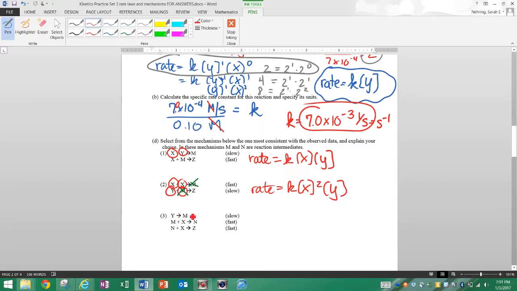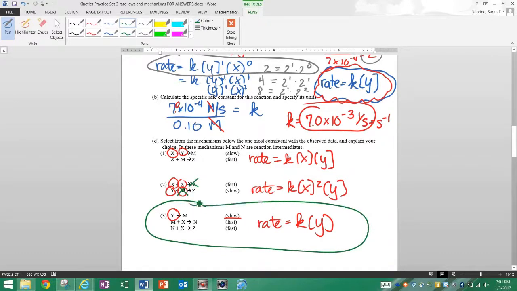And in this last scenario, my slow step is the first step, and my slow step just involves one molecule of y. So my rate would be equal to k times y. So which of these 3 mechanisms matches my determined rate law up here? Well, my determined rate law is rate equals k times y, so it looks like mechanism 3 matches it. All right, and that's problems 1 and 2 for you. More to come.